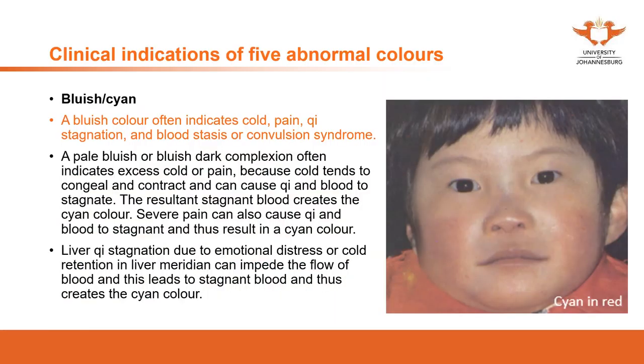From the different colors, normal and abnormal, you can read the indications from your textbooks and from the videos. From the lecture, we're going to show you some images from the clinic, and also tell you how to observe. The bluish or cyan color is actually blood stasis or cold retention causing stagnant blood.